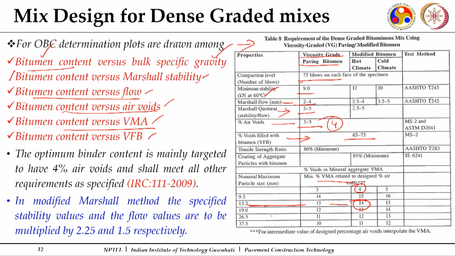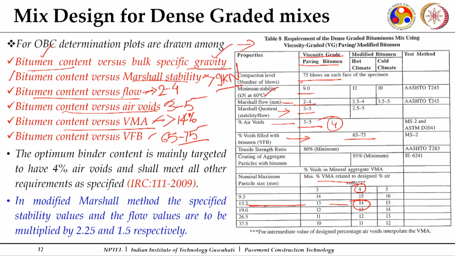Now, here I have already fixed what the requirements are, as per this table. For a viscosity grade binder, flow should be in the range of 2 to 4, air void should be in the range of 3 to 5, the bitumen content versus VMA should be more than 14%, VFB should be in the range of 65 to 75%, and there is no such requirement for bulk density. It is just to see the trend of how density varies with the bitumen content, and Marshall stability should be greater than 9 kilonewton.